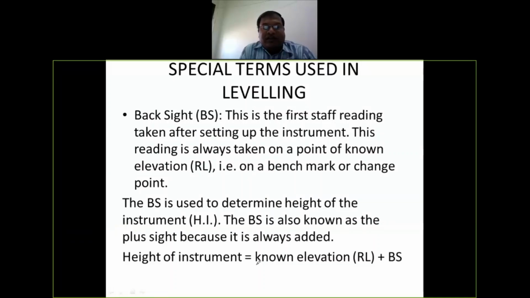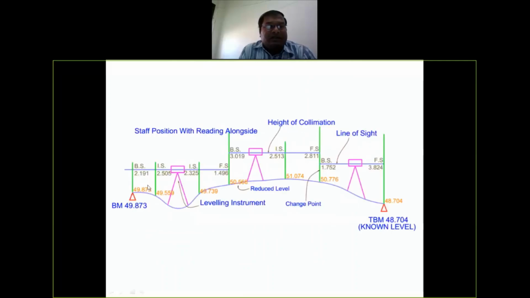Height of the instrument is equal to RL plus backside. Okay, so same way, you can see 49.873 is your benchmark reading and 2.191 is your first staff reading, that is backside. So if you add this value 2.191 to 49.873, you will get your height of instrument, means this height.